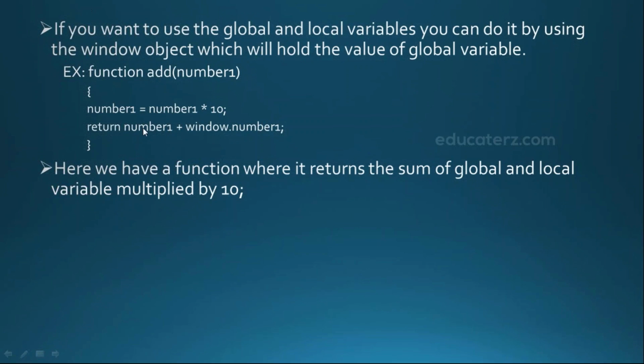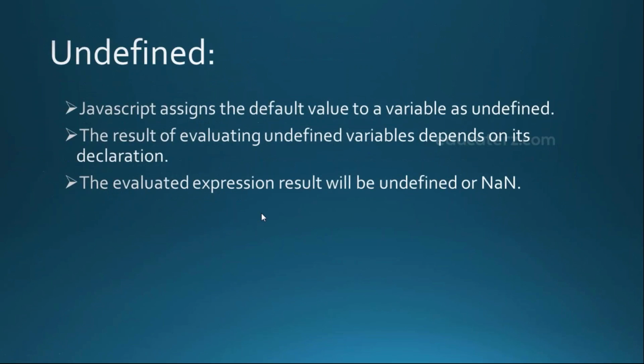And you can refer to the global property using the window object. As in this example, you can check I declared a function called add which accepts a number1. Here in this function I am multiplying the number with 10 and adding it to the global property called number1. Since both names are the same, the local variable will take precedence over the global variable. But when I do want to use the global variable, I can refer to it using the window object. So this is all about the local and global scope of variables.